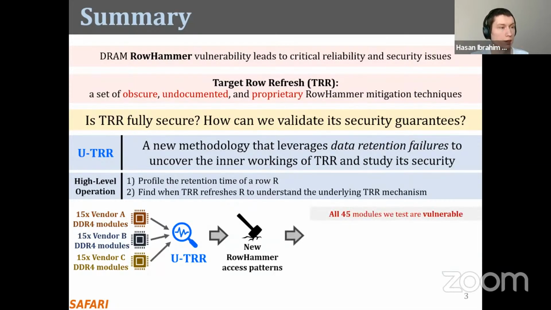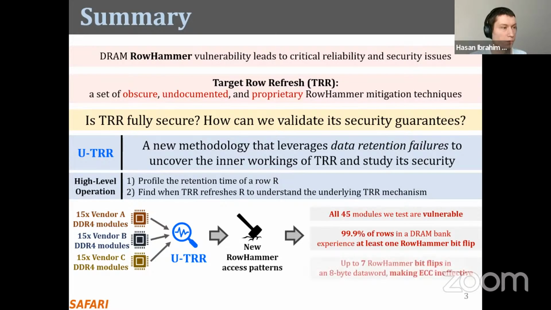And here are the results, right? So all 45 modules that we test are vulnerable to certain access patterns. And our access patterns were able to induce bit flips in 99.9% of the rows in a DRAM bank, right? So basically we were able to cause a bit flip in almost any row in a DRAM bank.